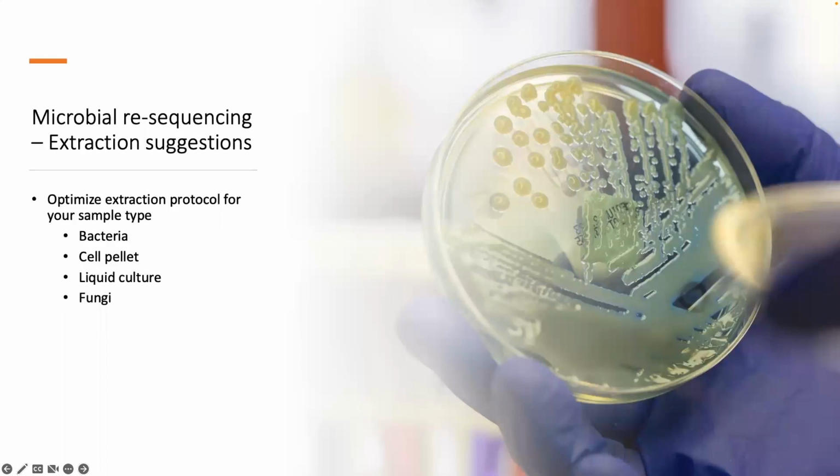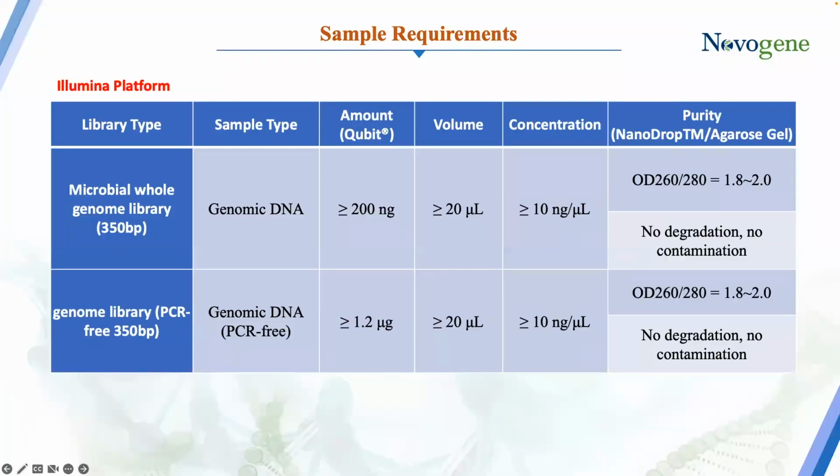All right. So to sum this all up, optimize your extraction protocol for your sample type, whether that's a bacterial pellet or plate, a cell pellet, a liquid culture, or a fungal hyphae, whatever you're working with. The best advice is to work with your sequencing provider early on and kind of match the sample to the extraction kit and match the efficacy of that extraction kit with the requirements for the library that you're going to be making.